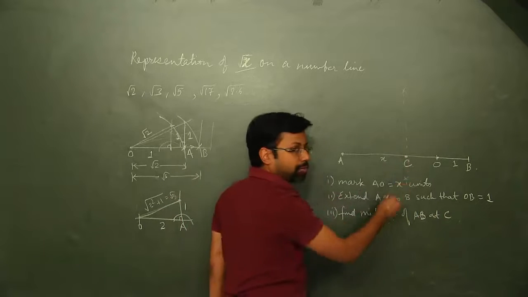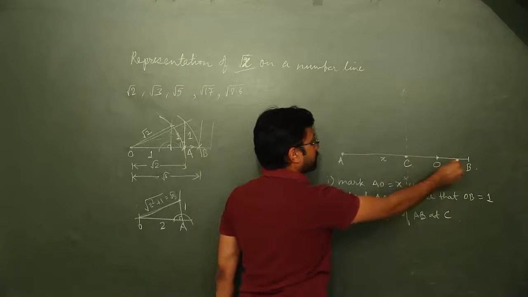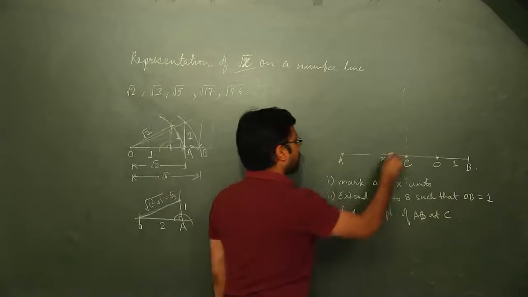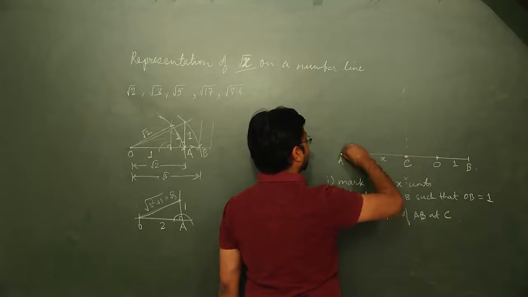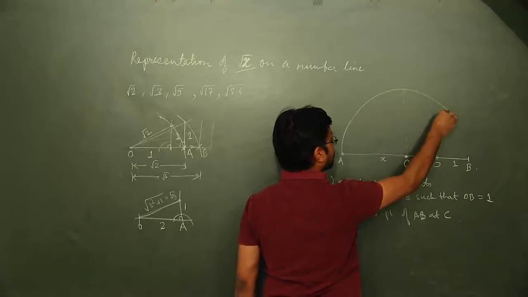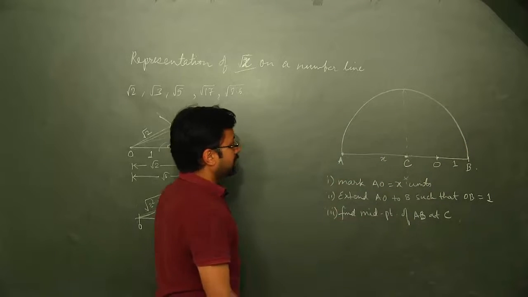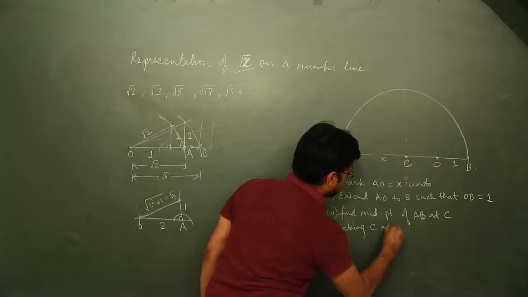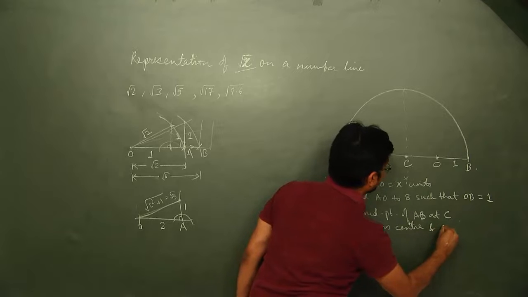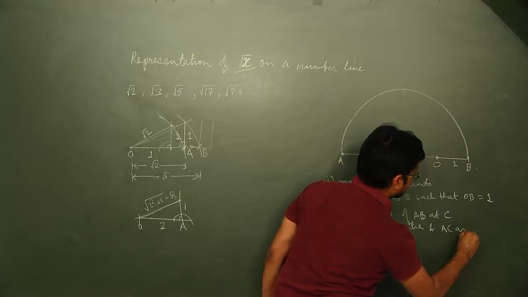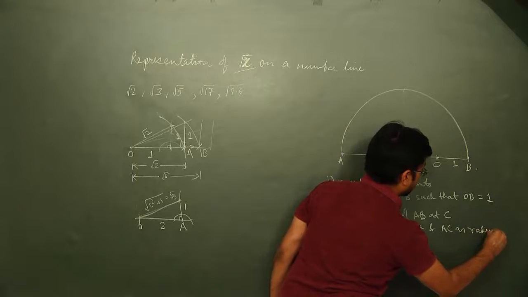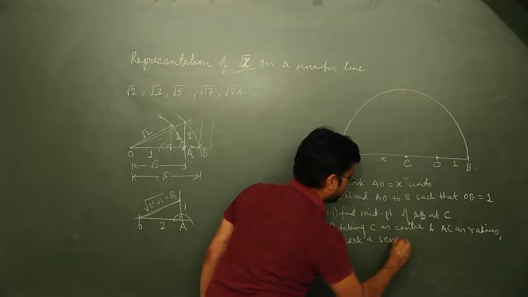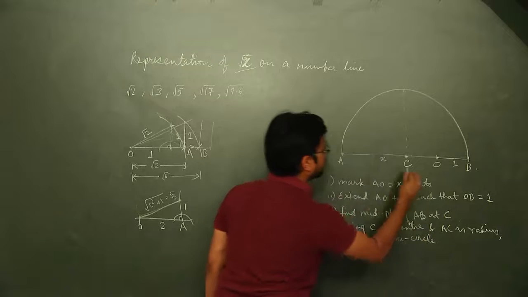You can draw the perpendicular bisector. If you are not using that, then you can simply find out what AB is and mark out the midpoint by a simple division. Then you take C as the center and you draw a circle with AB as diameter. So taking C as center and AC as radius, mark a semicircle. So you have a semicircle here.